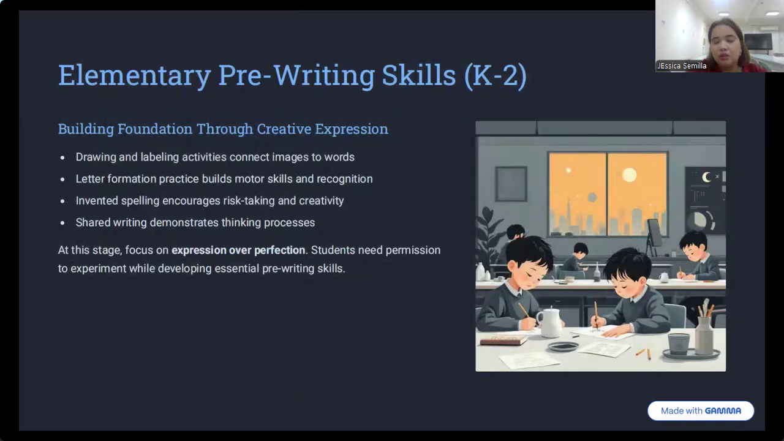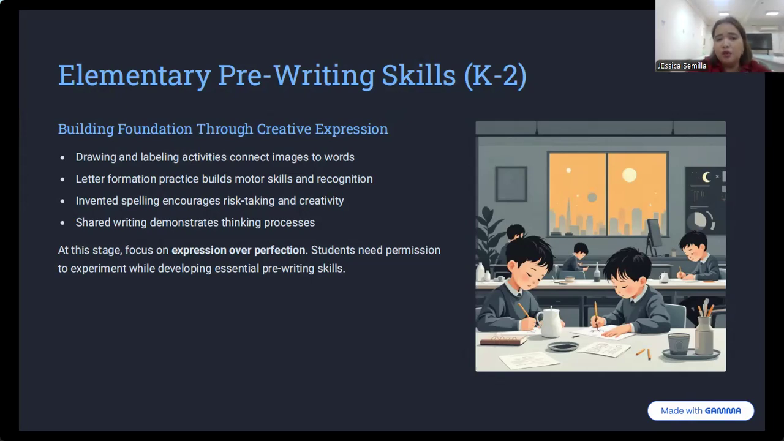So under pre-writing or the elementary stage, of course, our students should draw themselves and do labeling activities and connect images to words so that they could come up with thinking, and then letter formation practice, building motor skills. So they are the ones doing the tracing, trying to make spelling, and then shared writing demonstrates the thinking process because they try to relate what is written in terms of letters or phrases and words to the picture that they are imagining.